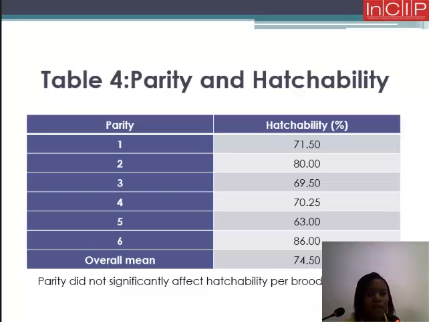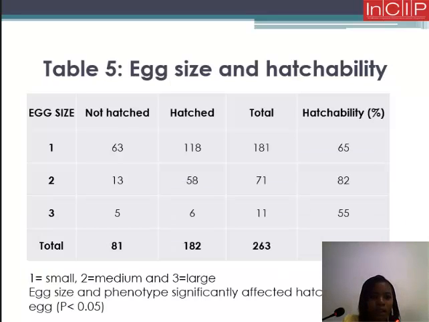And it was further observed that parity did not significantly affect hatchability, as the p-value was greater than 0.05. As you can see, the overall mean is about 75%. And this table simply shows a summary of the egg size and the respective hatchability. To the left, on egg size, 1 is standing for small, 2 medium, 3 large. So as we can see to the far end on hatchability, 2, which is medium, forms the largest proportion of the hatchability.